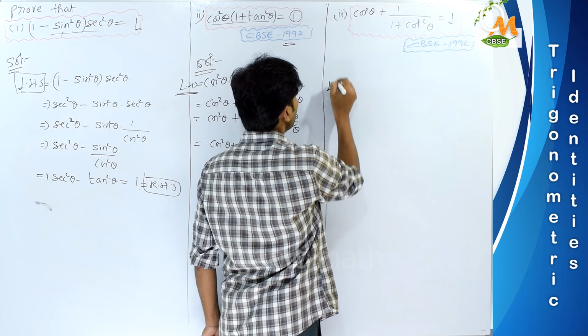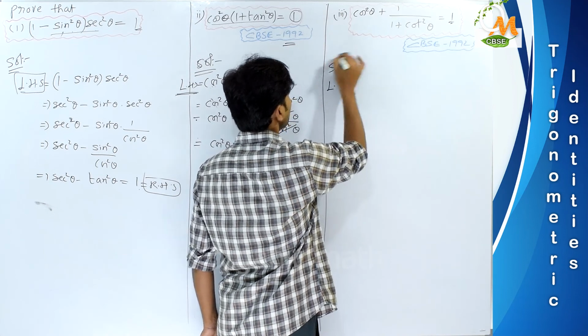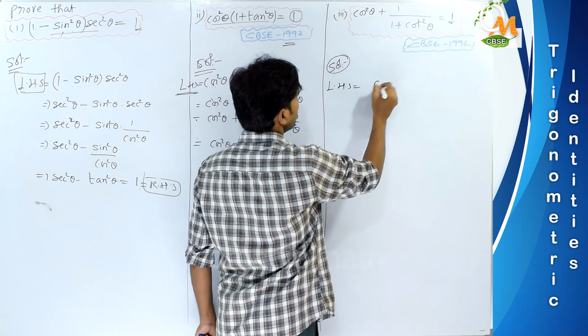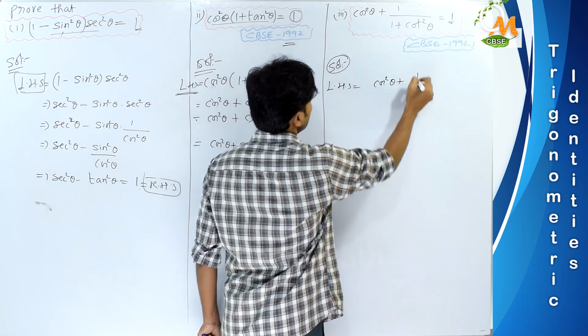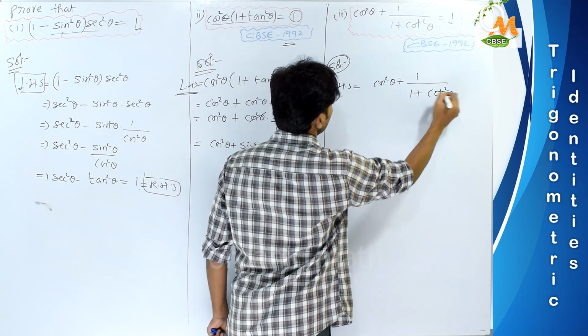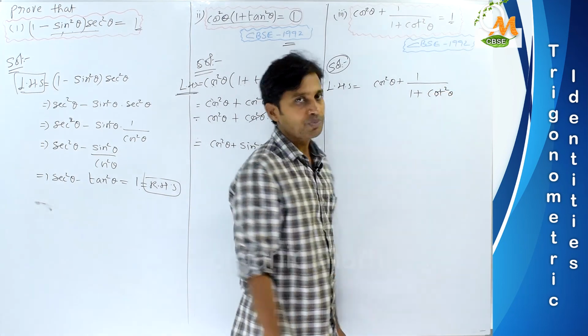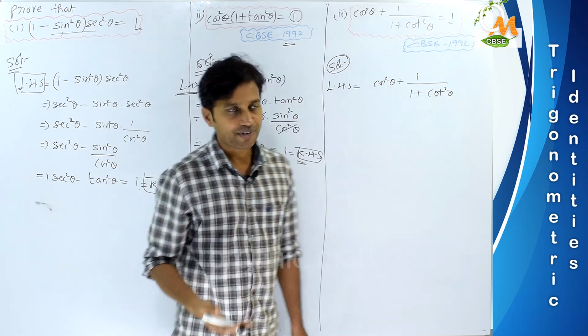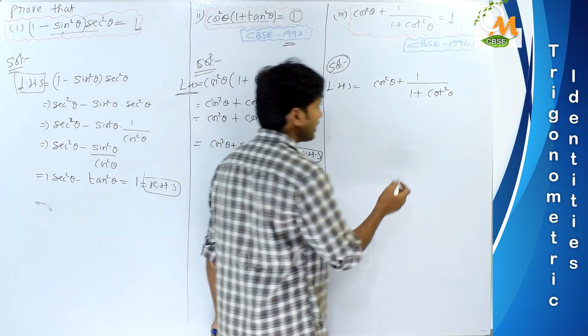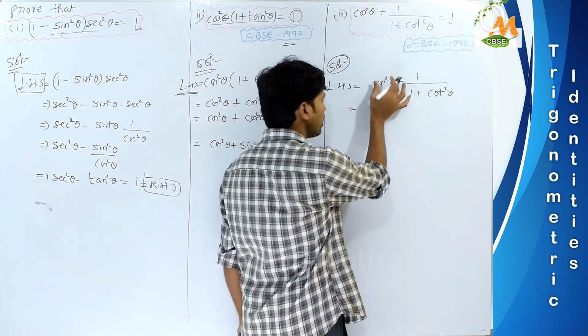Now, your solution is: the LHS part equals what? Cos square theta plus 1 by 1 plus cot square theta. This would be our LHS part. Now let me do some simplification using the third trigonometric identity. I will write this cos square theta as it is.